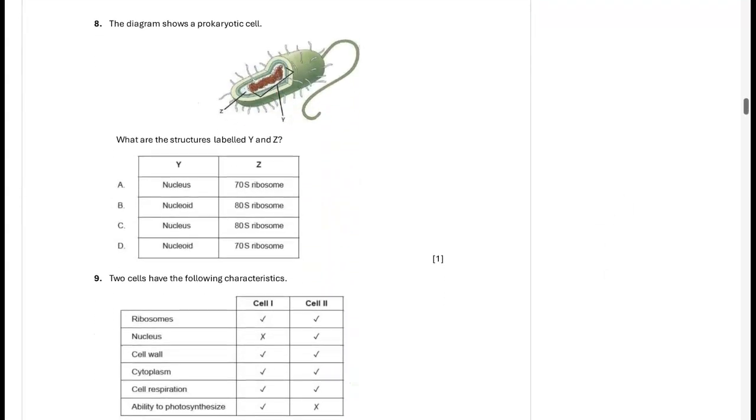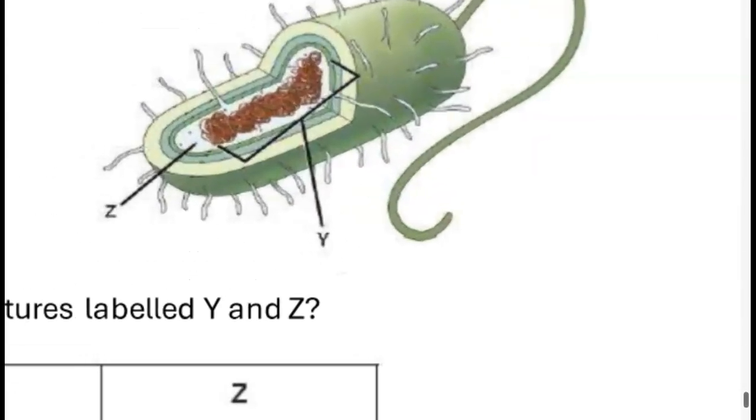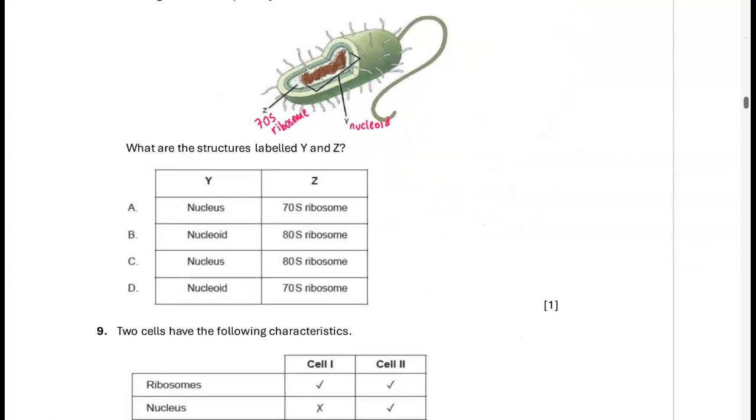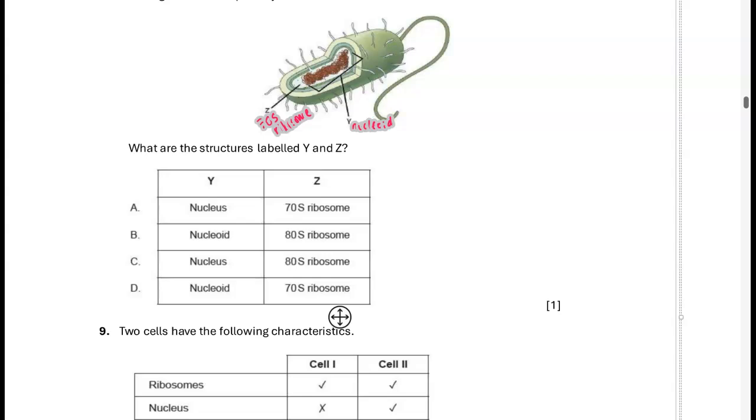Okay, question 8, looking at a prokaryotic cell. So what are the structures labelled Y and Z? I'm just going to zoom in a little bit so that you can see it a bit more clearly. So what we've got there in Y, that would be our nucleoid region, and Z is probably a ribosome, so a 70S ribosome. So now if we zoom back out again and we look at the options, well, we can immediately discount A and C because they're talking about the nucleus and not the nucleoid. And then we can discount B because although it's looking at the nucleoid, it says an 80S ribosome. And so the answer is D, nucleoid and 70S ribosome.